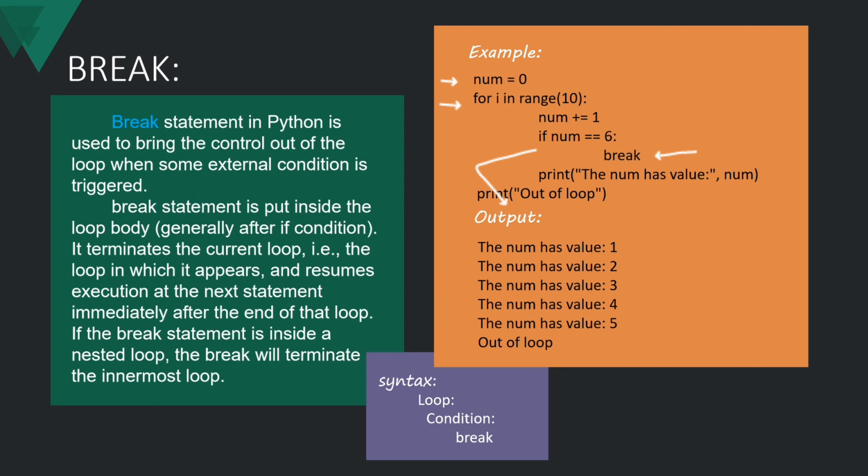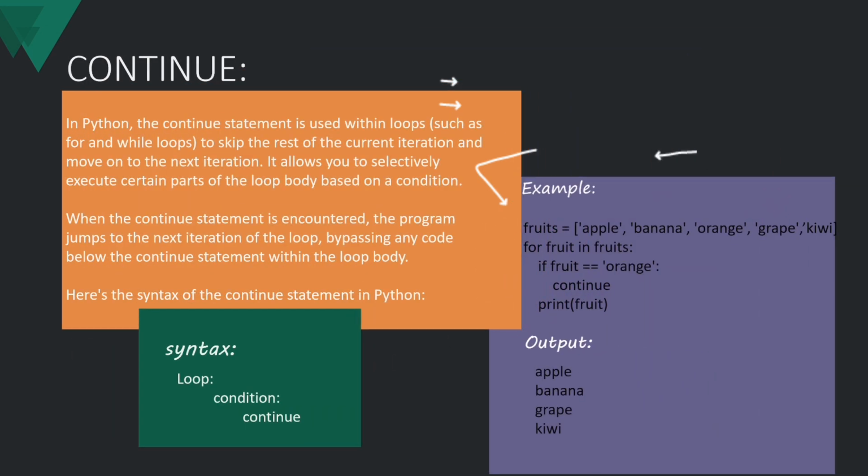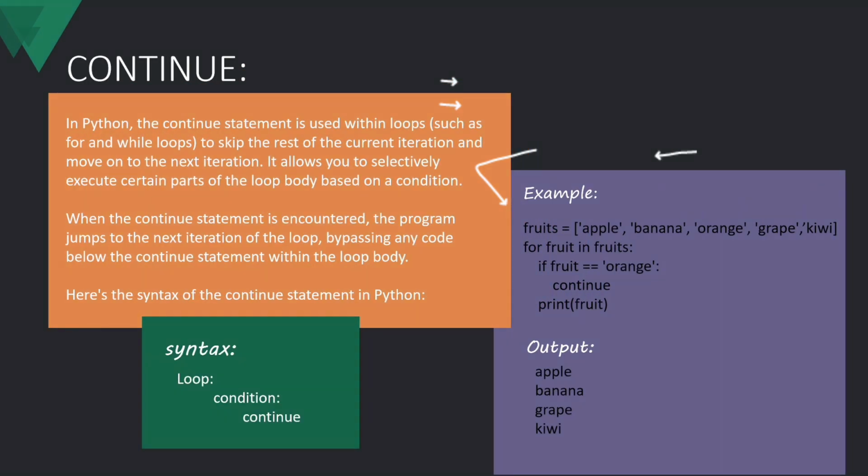Now look at the continue statement. The continue statement is used to skip over the current iteration of any loop. When a continue statement is encountered in the loop, the Python interpreter ignores the rest of the statements in the loop body for the current iteration and returns the program execution to the very first statement in the loop body.